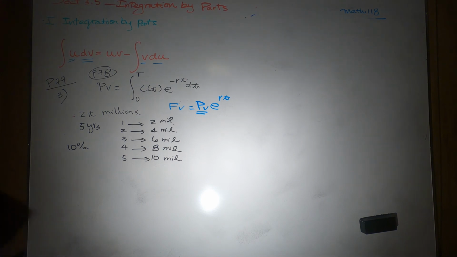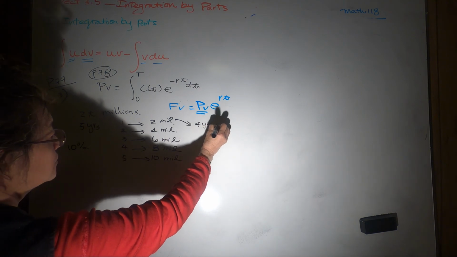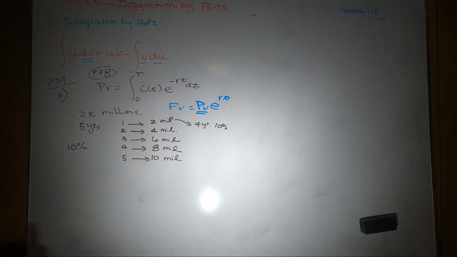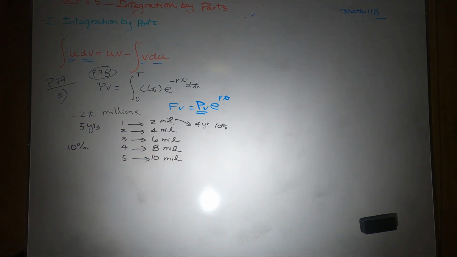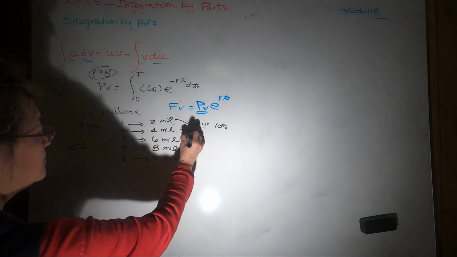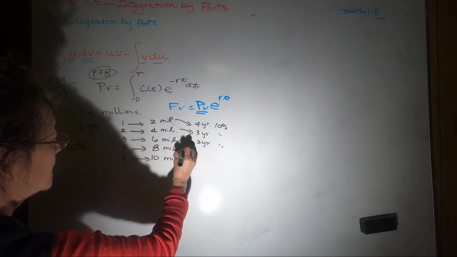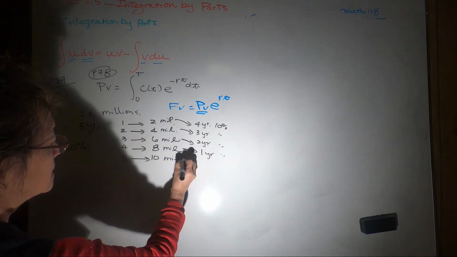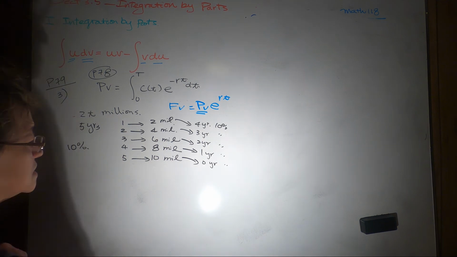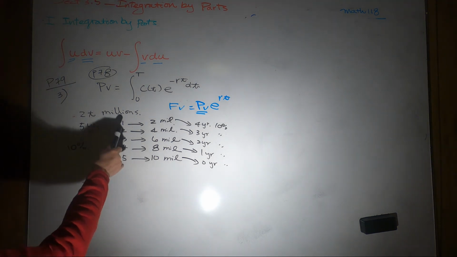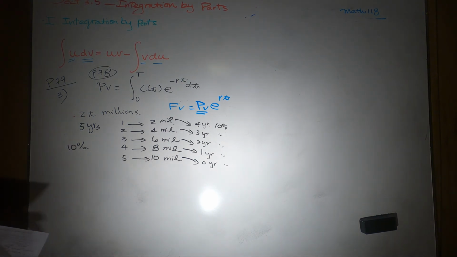That means after this, you have what? 4 years of 10% of the continuous interest, right? Then this one, you have 3 years of this. This one, you have 2 years of that. Then you have 1 year, right? This one, if you get 10 million after the 5th year, then you don't get interest for that. But it's continuous, so it's not necessary to wait until the end of the year.